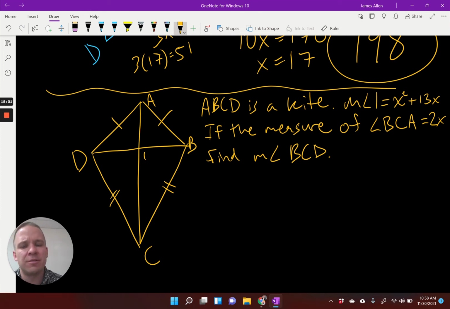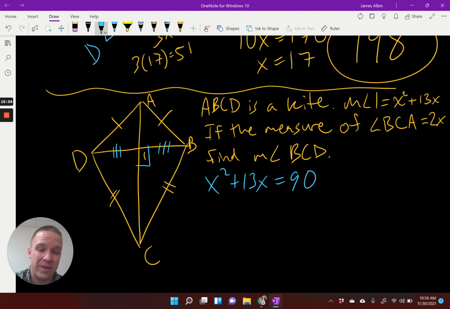What do we know about the diagonals? The diagonals of a kite are perpendicular, and one of them bisects the other. Because of the other markings here, those are my two congruent segments. Take a look at your kite diagram if you're unsure. The measure of angle 1 is a right angle, a 90-degree angle. So x squared plus 13x equals 90.